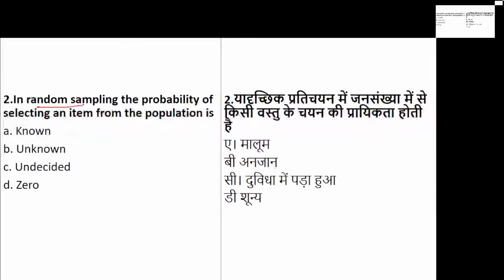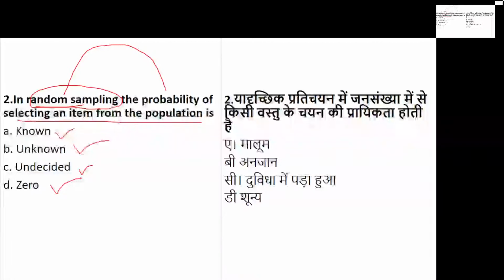In random sampling, what is the probability of selecting an item from the population? So here we are doing random sampling. There is a question on random sampling where the samples are selected from the population. What is the probability that the samples will be selected? Whether it is known, unknown, undecided, or 0. So what is the level of selection probability of the given sample?